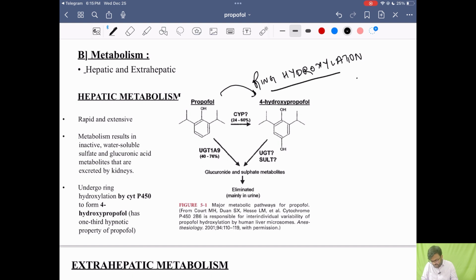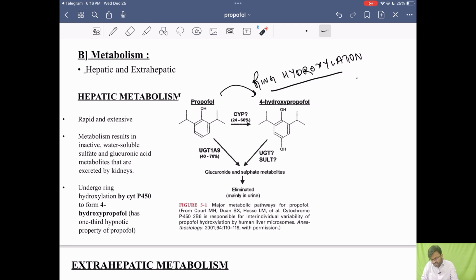Propofol undergoes ring hydroxylation. As we said, the metabolism is rapid and extensive. It results in inactive, water-soluble sulfate and glucuronic acid metabolites, which are further excreted by the kidneys. It also undergoes ring hydroxylation, and which enzyme helps in ring hydroxylation? It is cytochrome P450. And what does it form? 4-hydroxypropofol. This compound itself has some hypnotic action that is almost one third of propofol's hypnotic action.